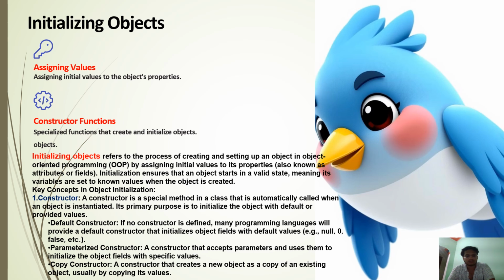If no constructor is defined, many programming languages will provide a default constructor that initializes object fields with default values, for example null, zero or false. Parameterized constructor. A constructor that accepts parameters and uses them to initialize the object fields with specific values. Copy constructor. A constructor that creates a new object as a copy of an existing object, usually by copying its values.